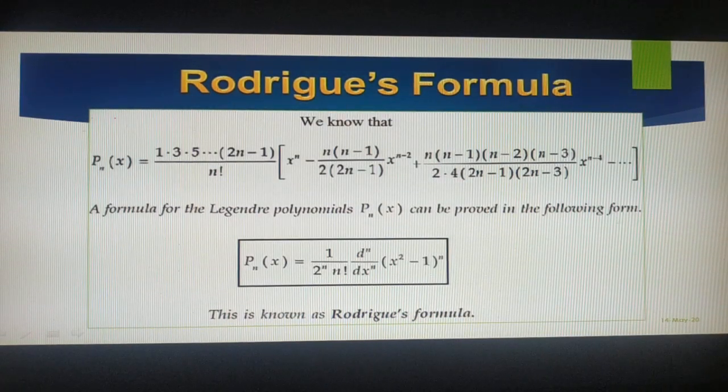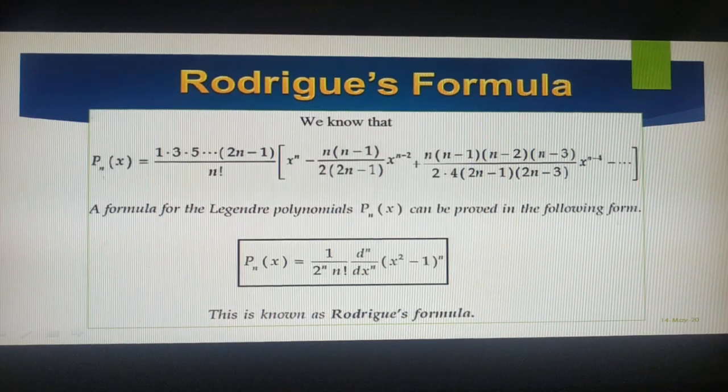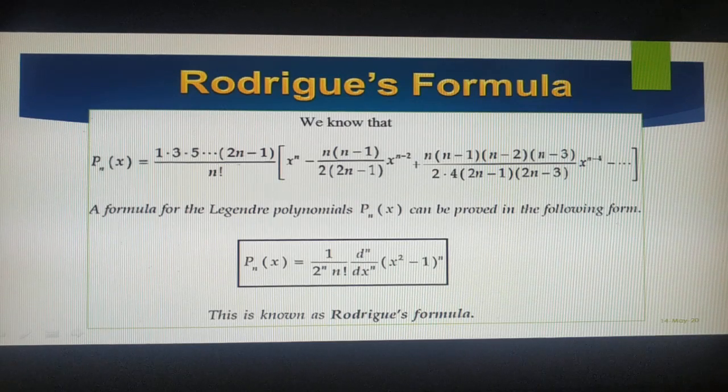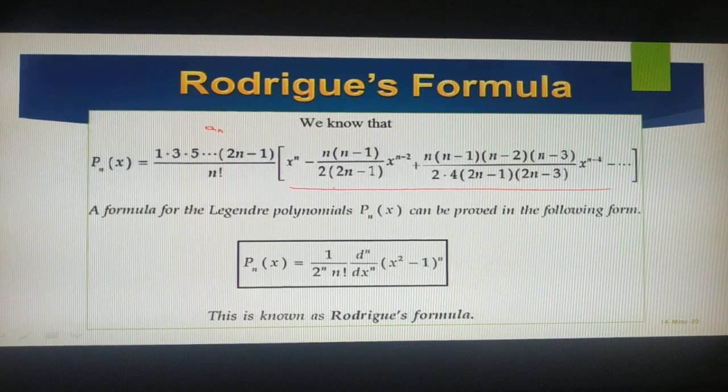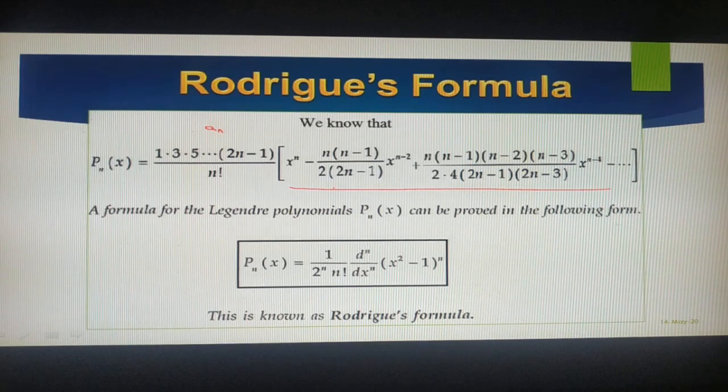As you observed in our yesterday's lecture, we have Legendre's polynomial in this form. Pn of x is equal to 1 into 3 into up to 2n minus 1 by n factorial. This is some a0 value or a1 value. Usually we will take some an, and the remaining part we are writing in terms of some polynomial: x power n minus n into n minus 1 by 2 into 2n minus 1 x to the power of n minus 2, like that. So to remember all these terms and the generalized entire formula is really difficult.